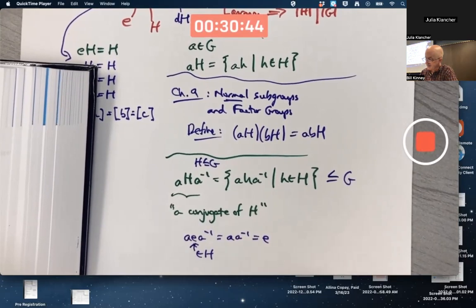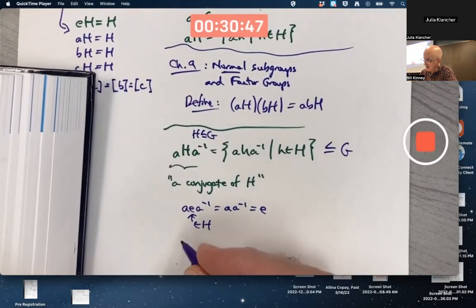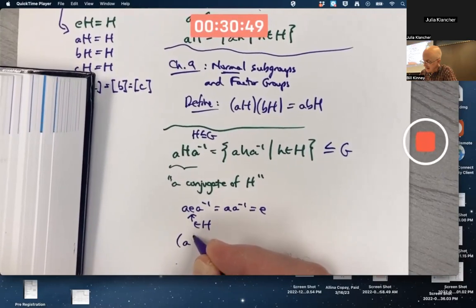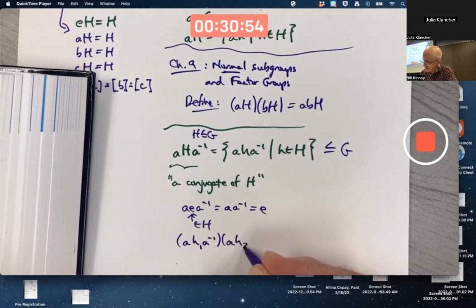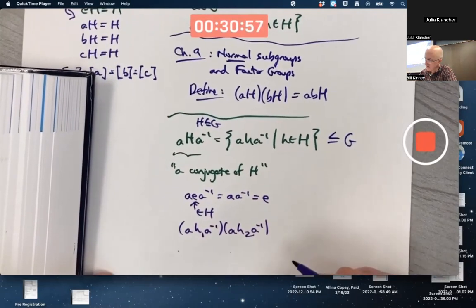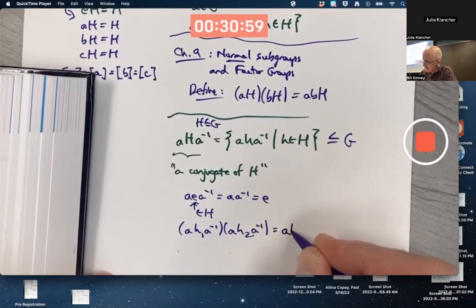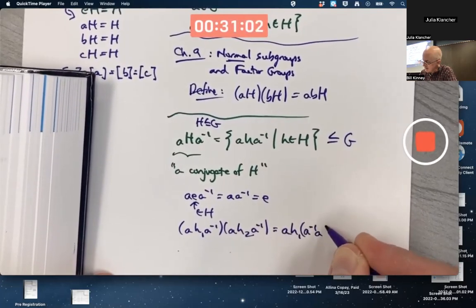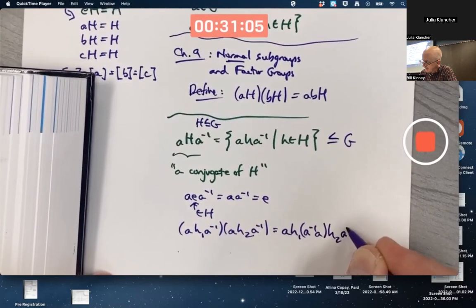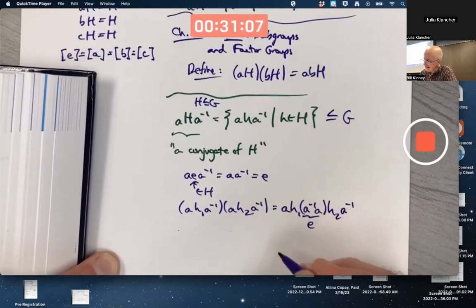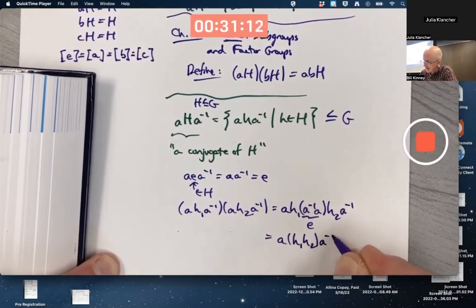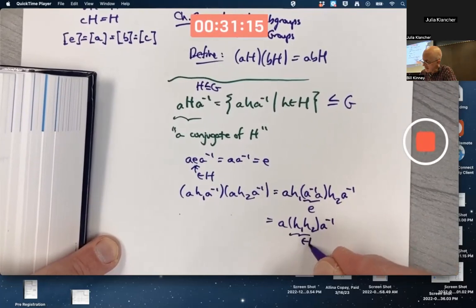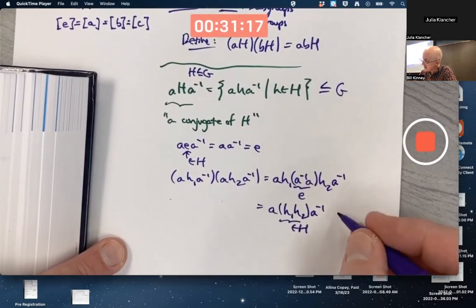Is it closed under multiplication? Yep, that's not too hard. Give me two arbitrary elements in there. What happens when you multiply them? By the associative property, you can write this. That is the identity. So ultimately it simplifies to this. And this is in capital H, since capital H is a subgroup. So this product is in the conjugate.